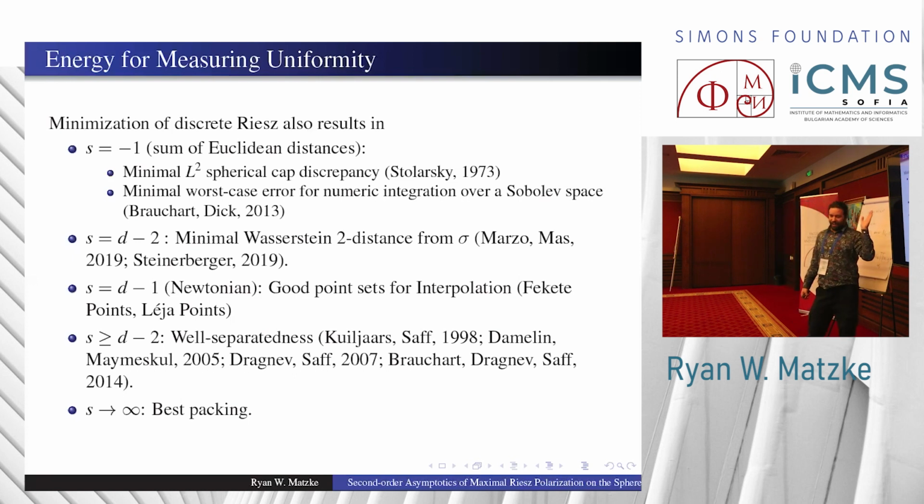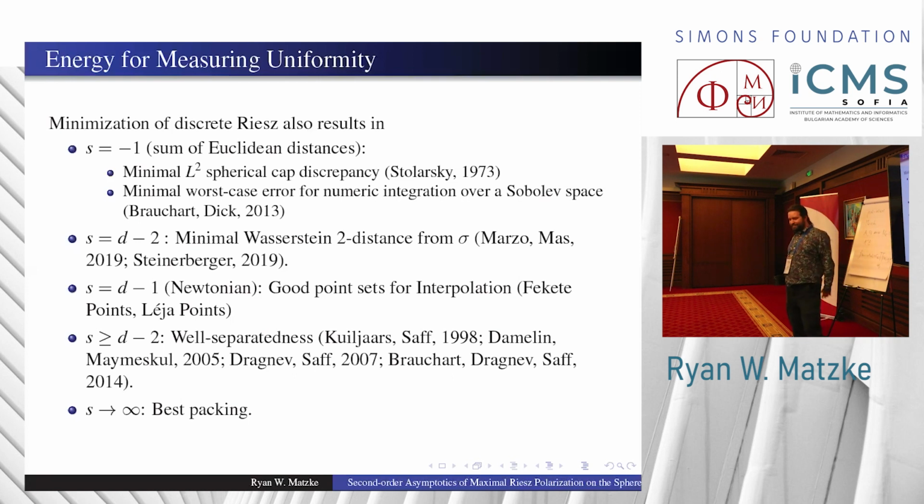In the case where s is equal to d minus 1, so this is the Newtonian case. If you think of the dimension just being 2, then this is just 1 over the Euclidean distance, the standard thing that you come across in physics. Point sets that minimize the energy have been shown to be useful for interpolation. These are things known as Fekete points, or if you do sequences instead of point sets, they're Leja points.